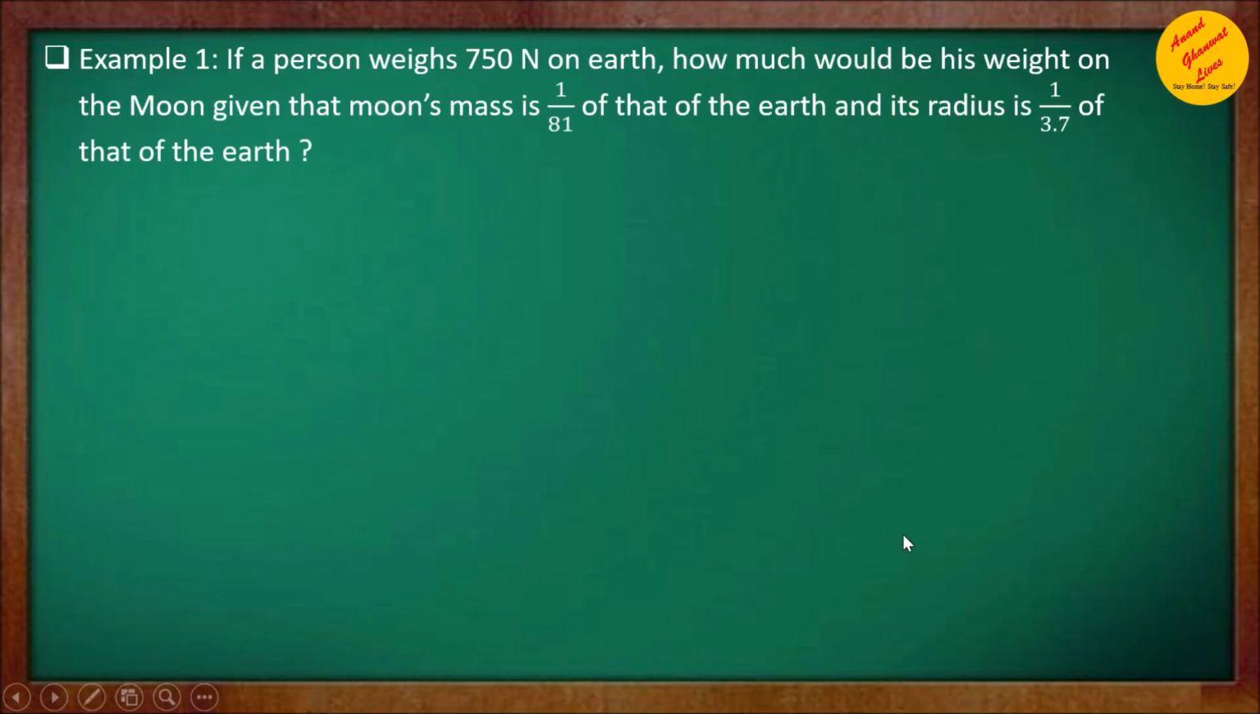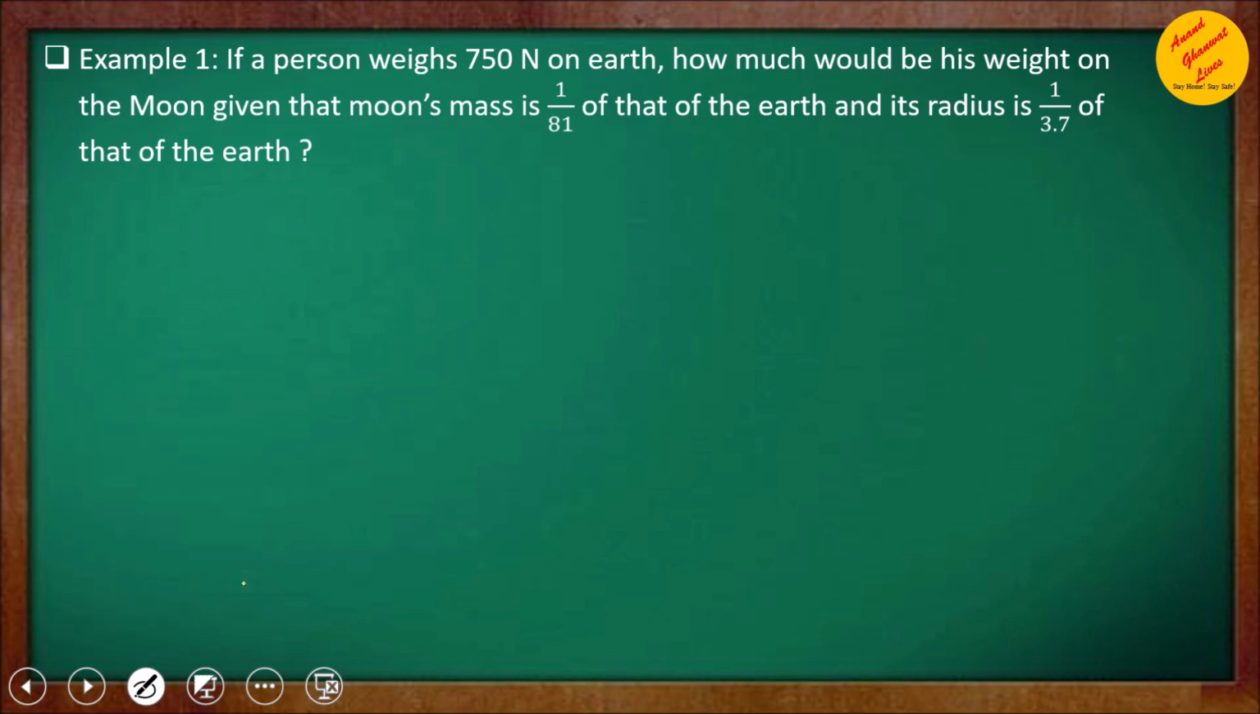Now let us solve the example given here. If a person weighs 750 Newton on Earth, how much would be his weight on the moon, given that the moon's mass is 1 upon 81 of that of the Earth and its radius is 1 upon 3.7 of that of the Earth? Now let us write what is the information given here.